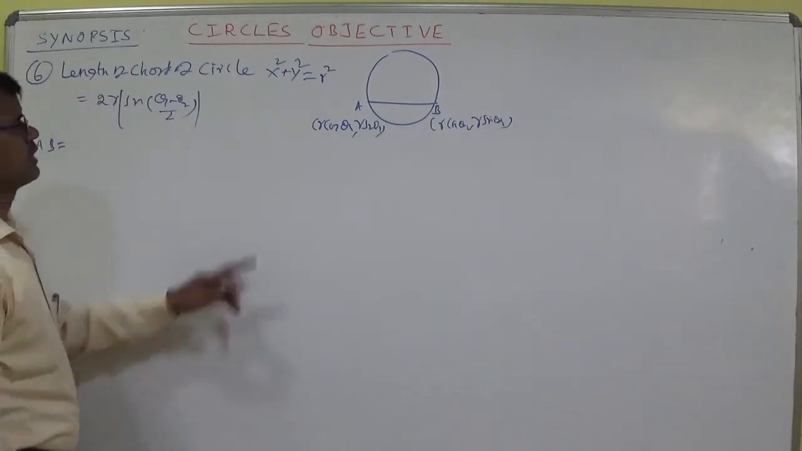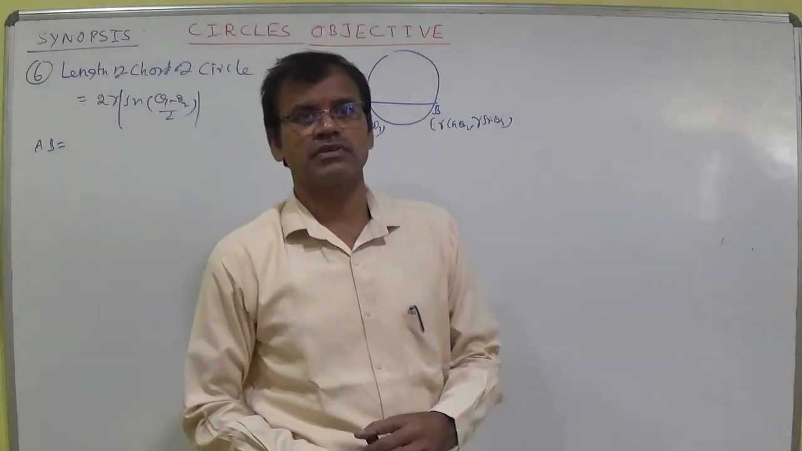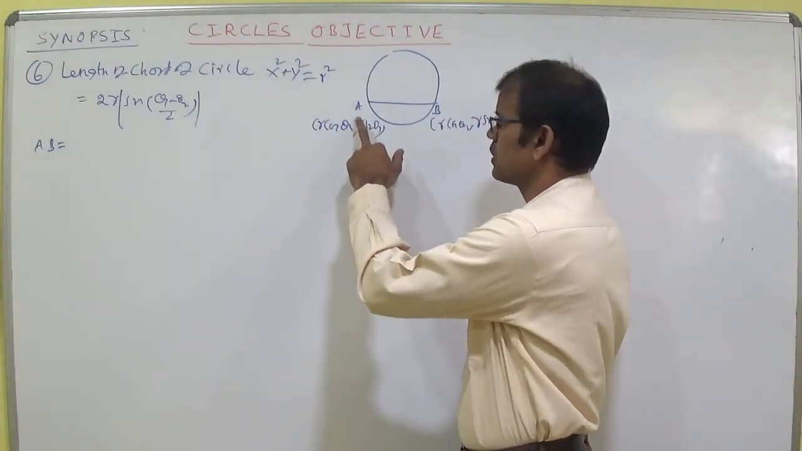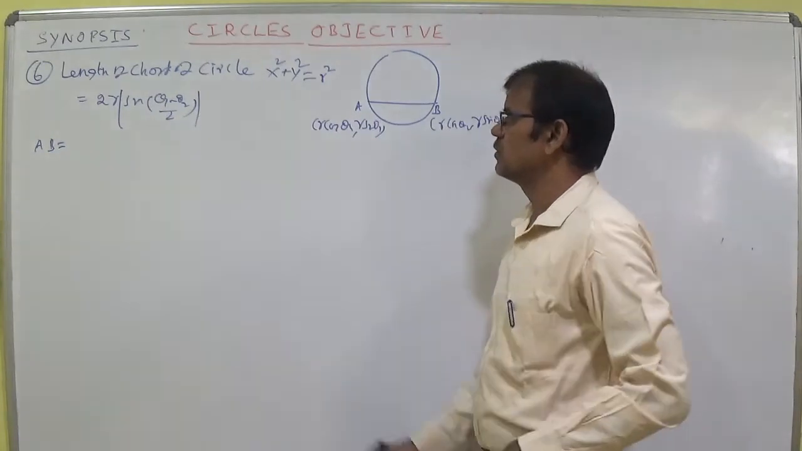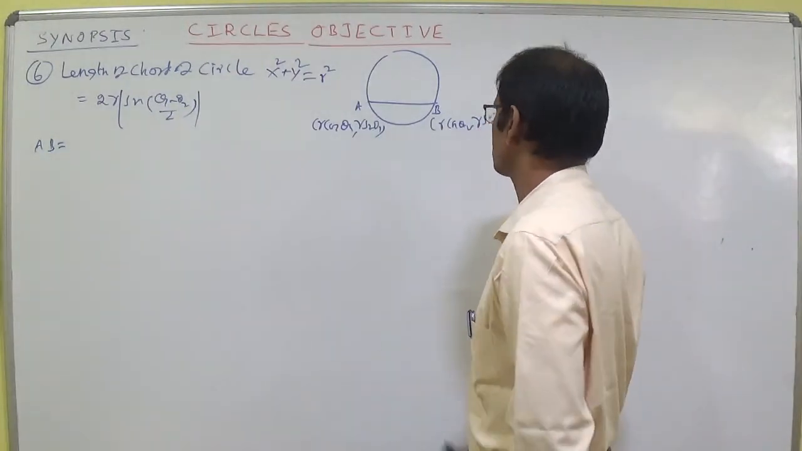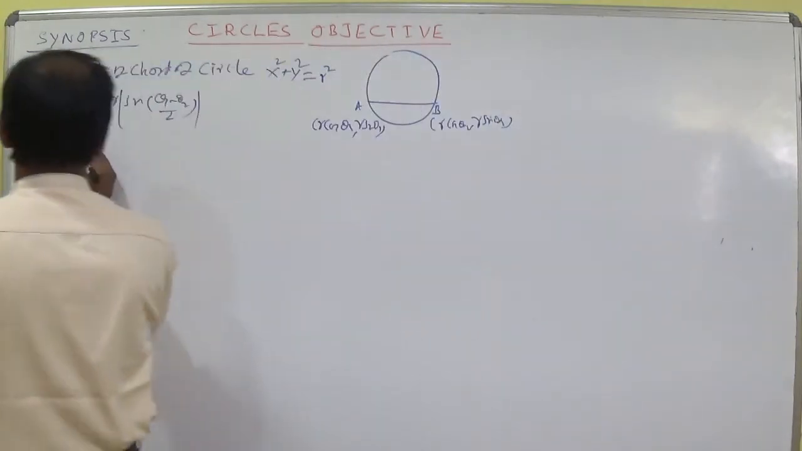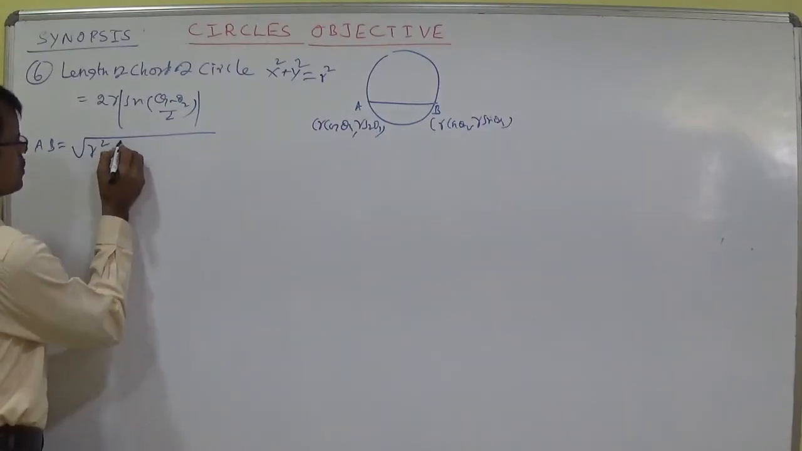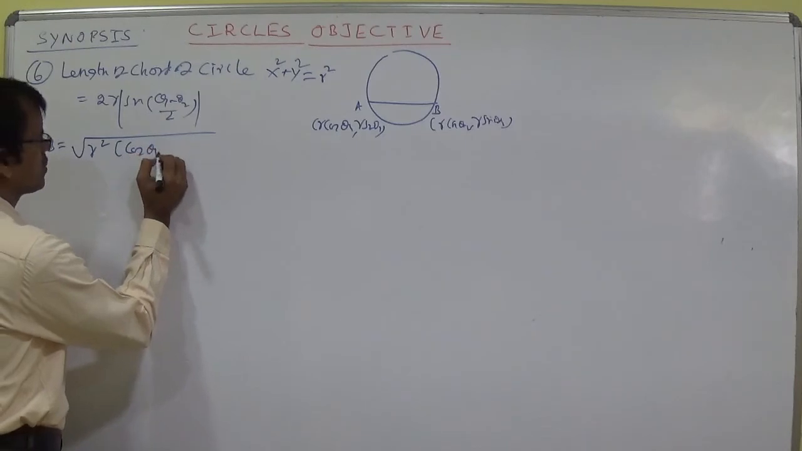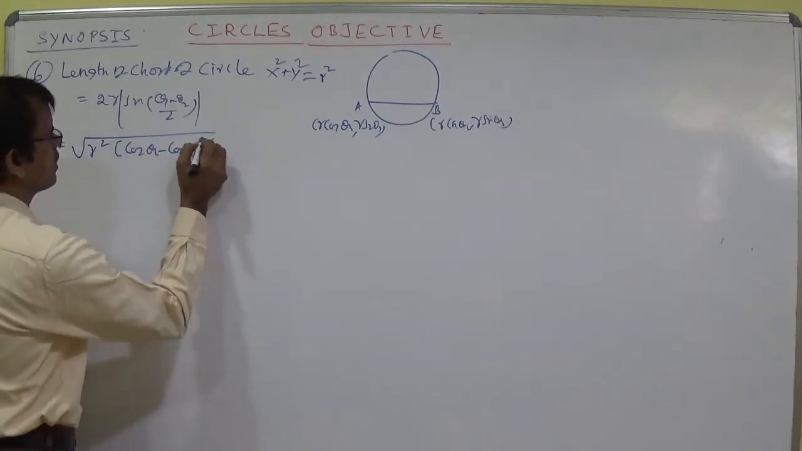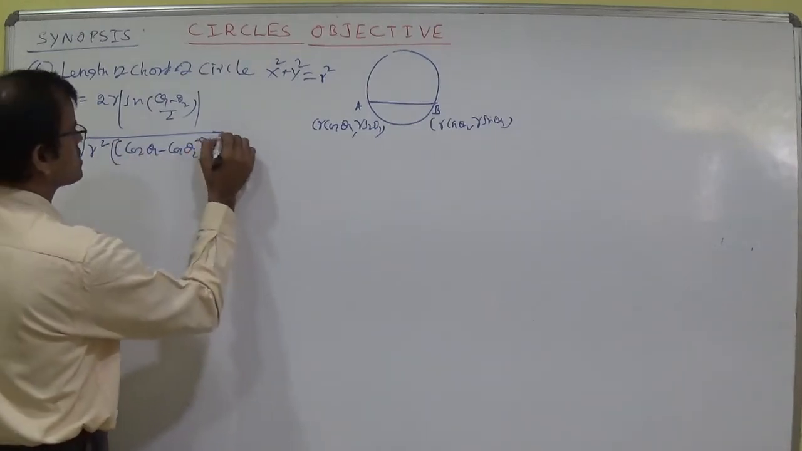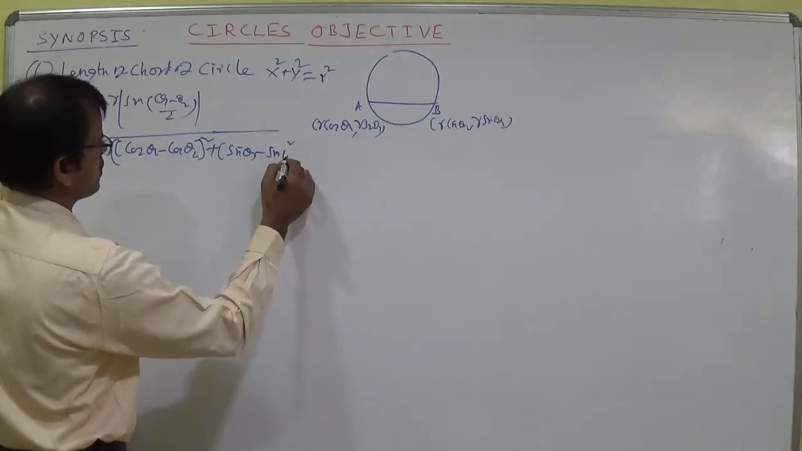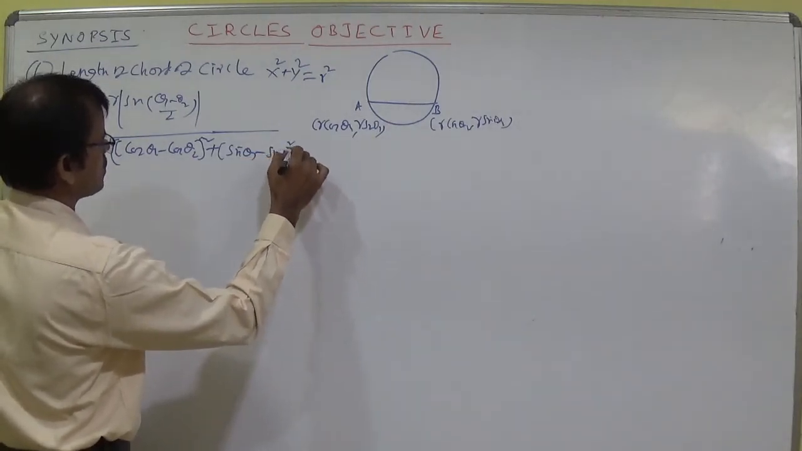Here, for the circle x square plus y square equal to r square, we know the parametric equations: x equal to r cos theta and y equal to r sin theta. Therefore, whenever P is the point theta 1 and Q is the point theta 2, we can say P is r cos theta 1 comma r sin theta 1 and Q is r cos theta 2 comma r sin theta 2. Let us find the length of this. We can take r common, so it becomes r square into (cos theta 1 minus cos theta 2) whole square plus (sin theta 1 minus sin theta 2) whole square.